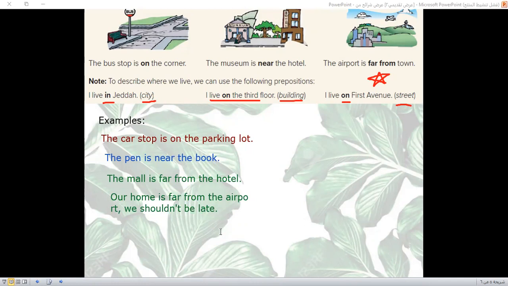Again, you need to pay attention and not forget that when I'm saying where do I live and I'm talking about a city, I have to use in. Talking about a building or a street that I live on, then I'm going to use on. Okay, can you please take a screenshot or write this in your notebook?